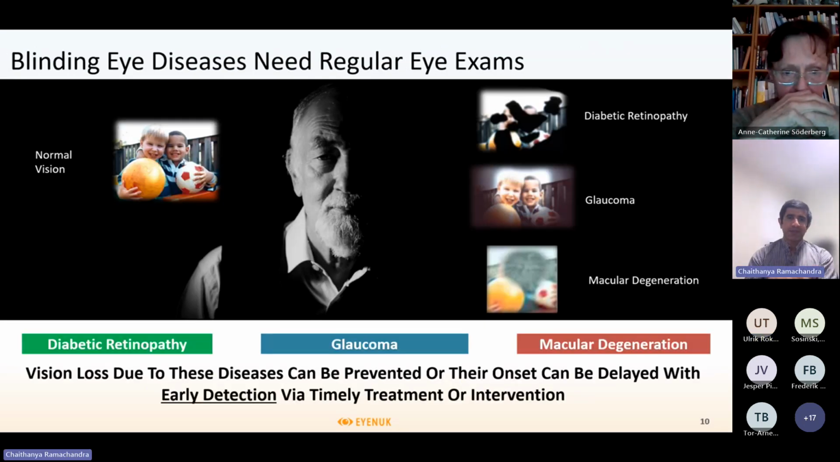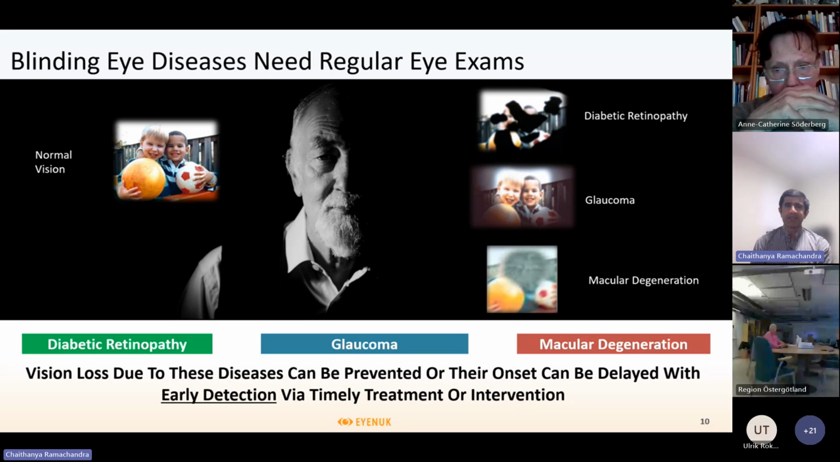I want to focus on blinding eye disease. That's what we started with. Diabetic retinopathy was the lowest hanging fruit for us to start with initially. We added glaucoma and macular degeneration conditions as well.